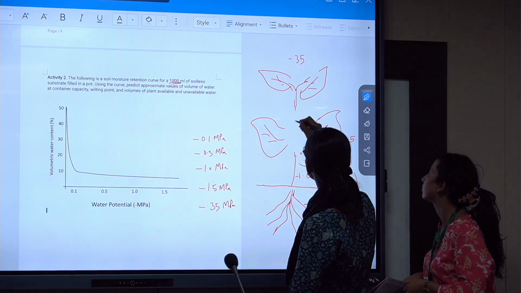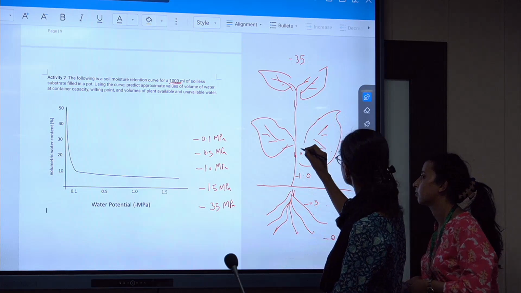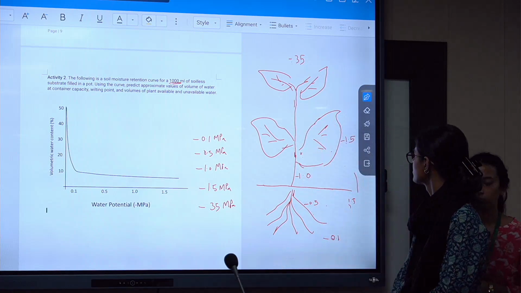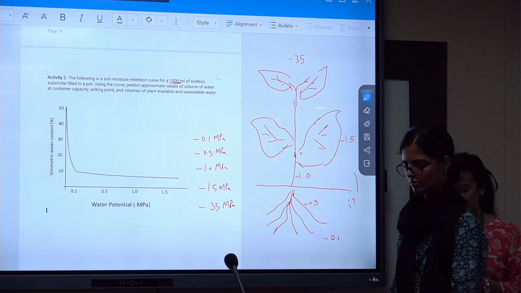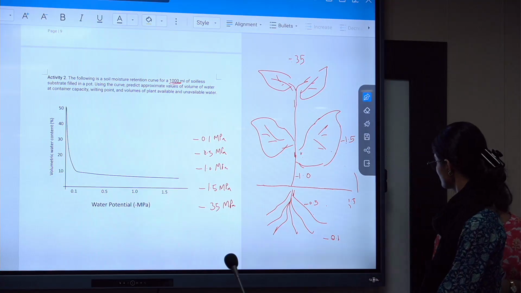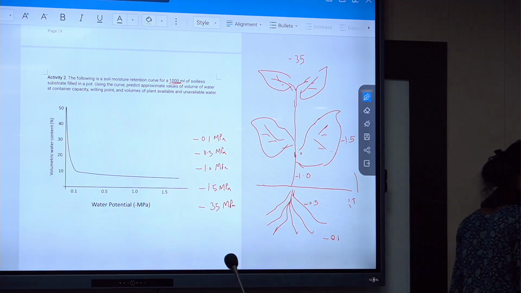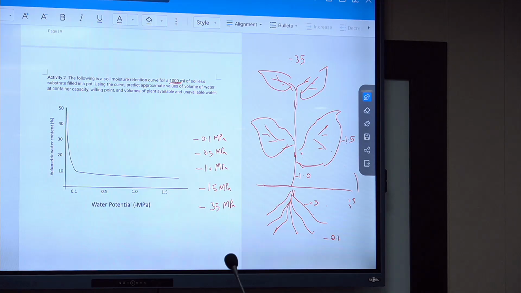Okay, so this is the normal situation, right? Now I want one of you to come on the stage and draw the scenario when there is drought stress. The plants are experiencing drought stress. What is the scenario? What will the numbers look like? Who wants to do that? There is drought stress.